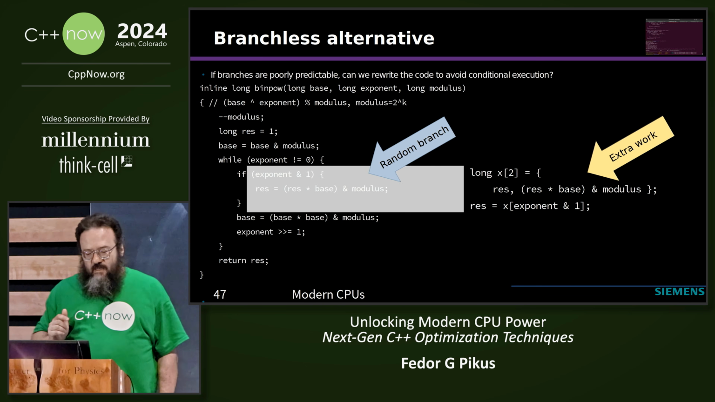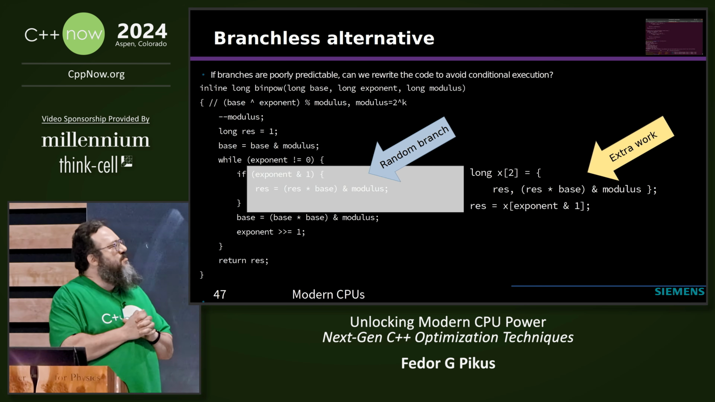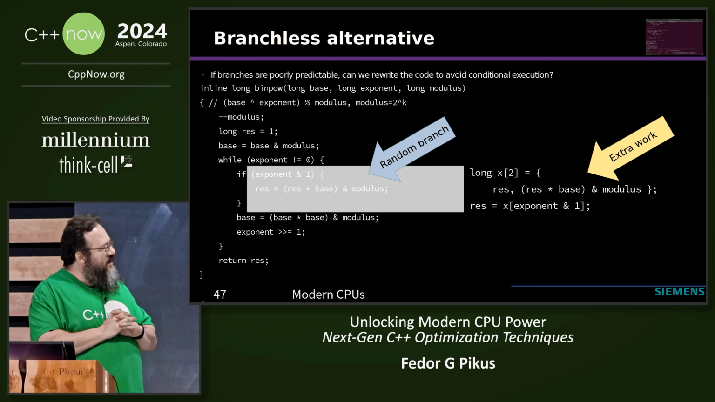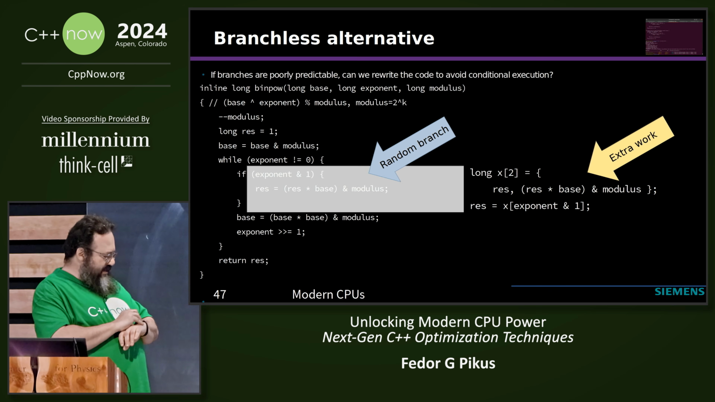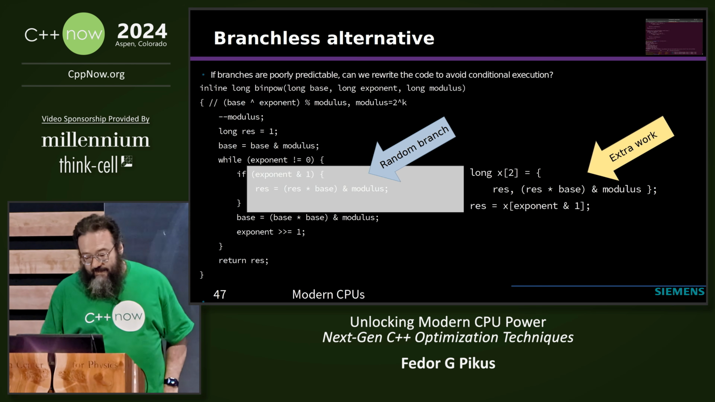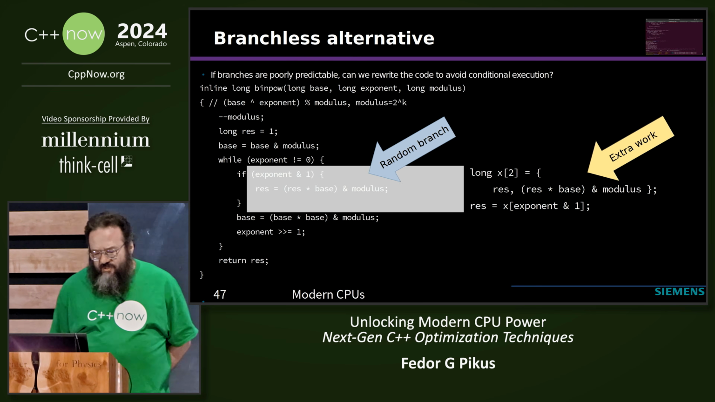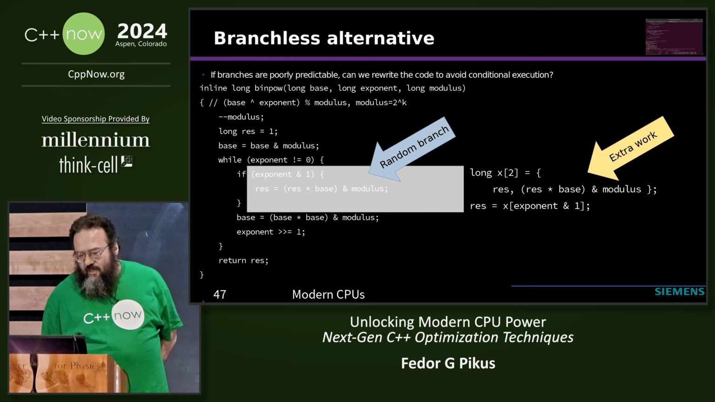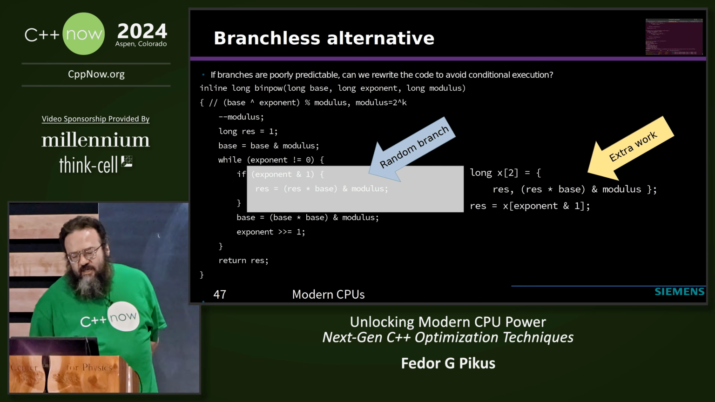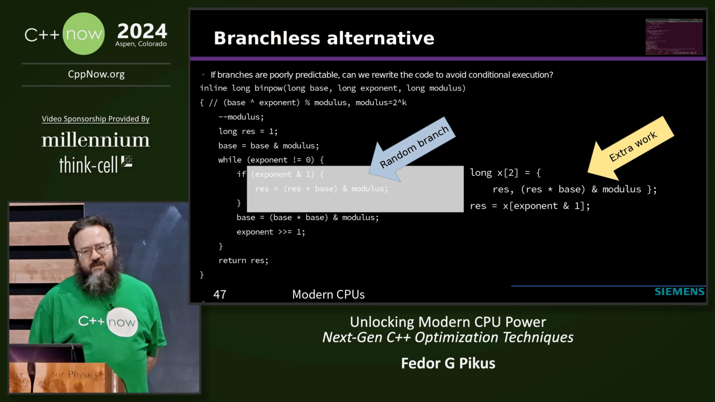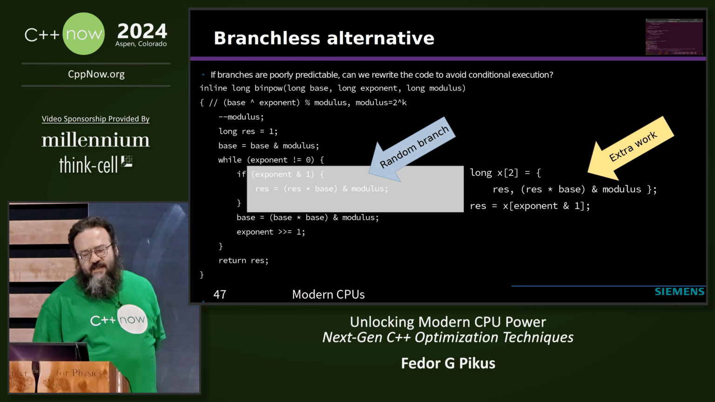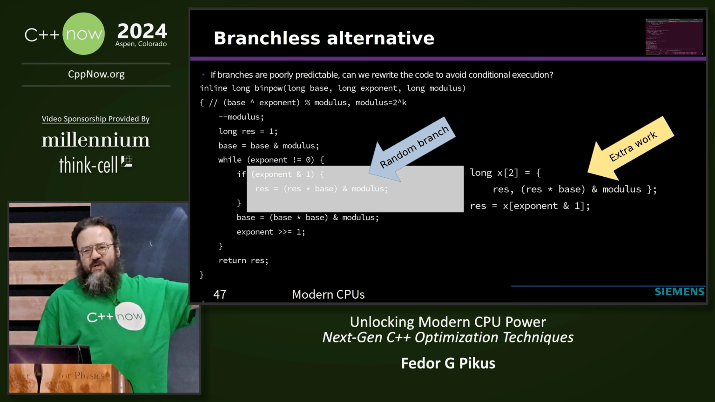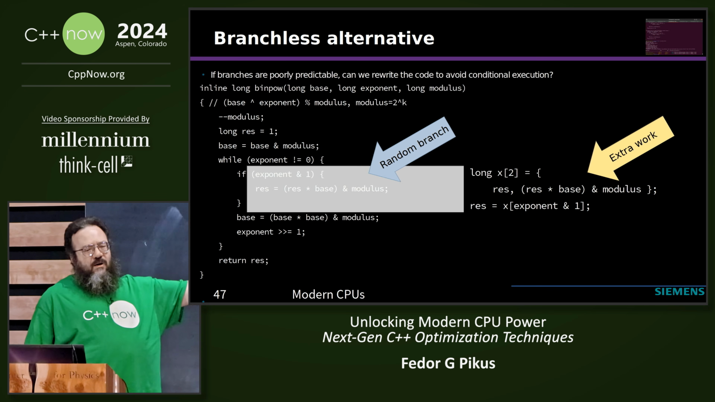Well, okay, if you can't make the branch predictable, what can you do? You can actually get rid of the branch completely. This is called a branchless transformation. And there on the right is that code. What it does is it always computes both alternatives, and then it selects the one it takes using the index. It uses the bit value as the index into that array.